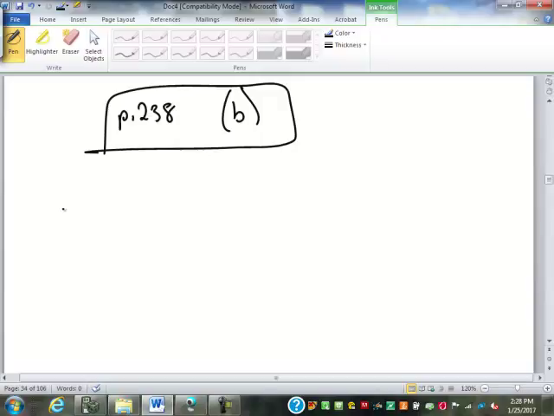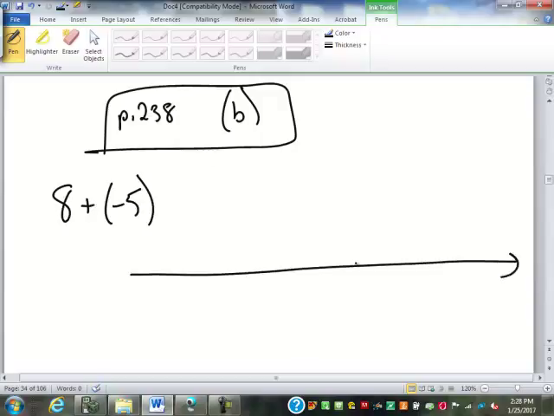So let's take a look at something like 8 plus a negative 5. If you recall from last semester, we represented our numbers, the magnitude of our numbers, on a number line.